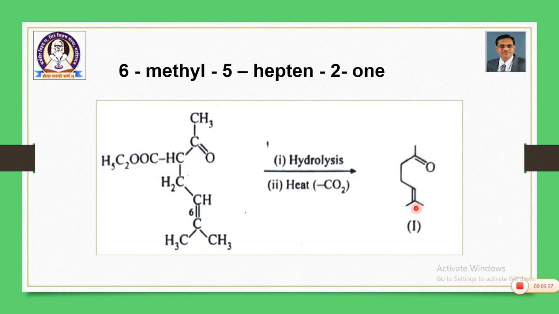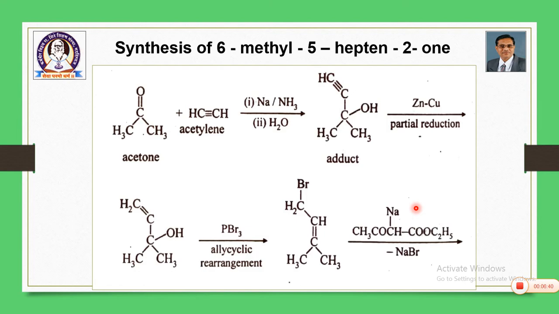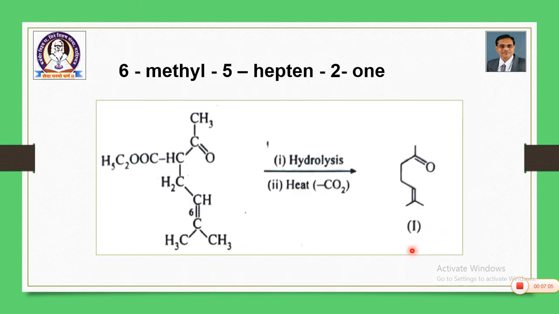So, see these reactions once again. We begin with acetone and acetylene. We get an intermediate partially reduced. This partially reduced compound is subjected for rearrangement in presence of PBr3, where bromine is added here along with the rearrangement. In the next step, it is condensed with ethyl acetoacetate. And then it is hydrolyzed and decarboxylated to get this product. So, this is the first step of the synthesis.